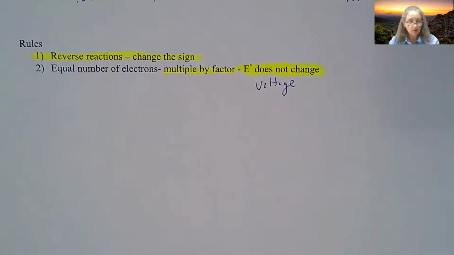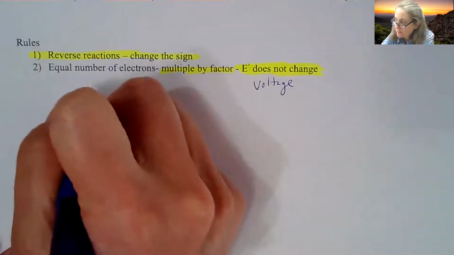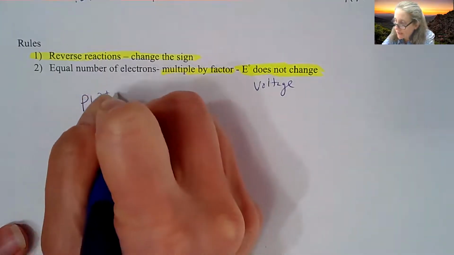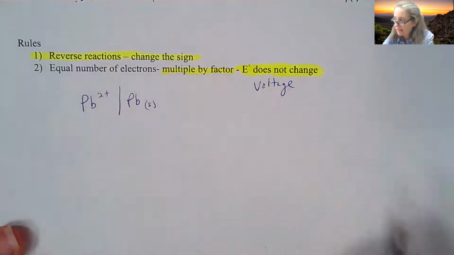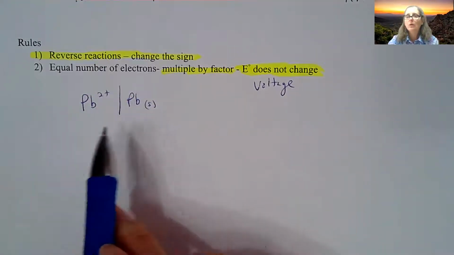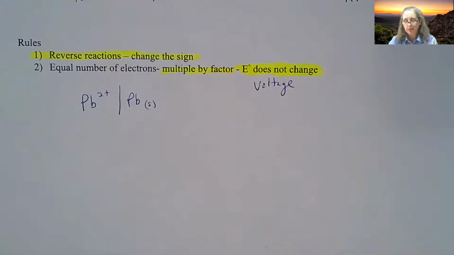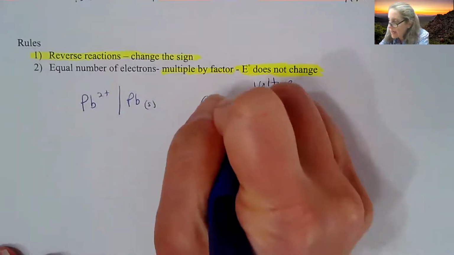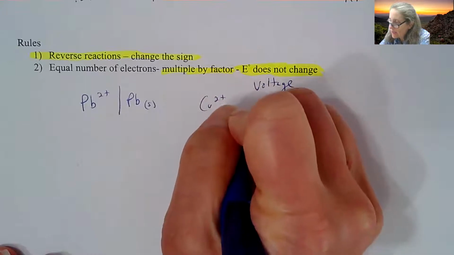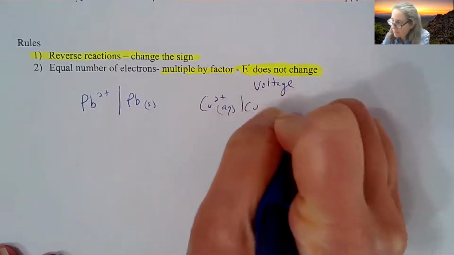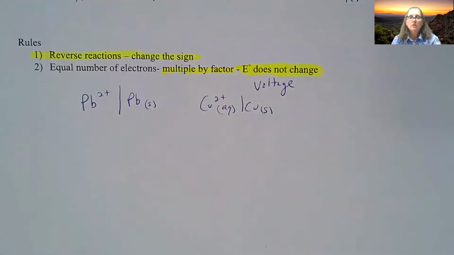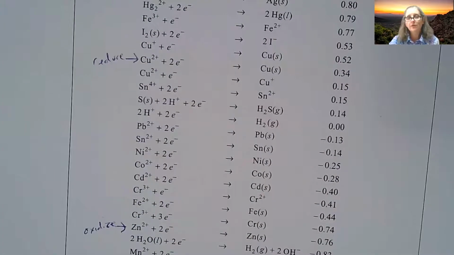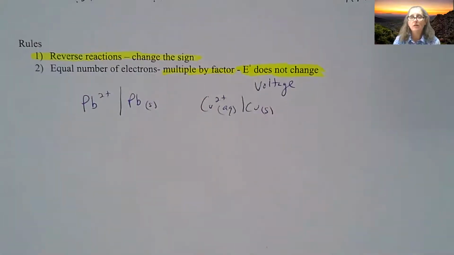So let's try a practice problem or 2 so you can get familiar with how you do this. Let's say I have lead 2+ ion and lead solid, and again, I'm not putting them in any order, so I'm not dictating which one is oxidizing and which one's reducing. And then copper 2+ as my aqueous, and then copper solid. So what you have to do is look at your table and figure out who's further up, who's going to be reduced, and who's going to oxidize. I'm going to pause the video and then come back and show you the answers.